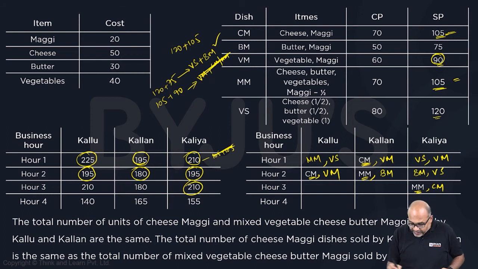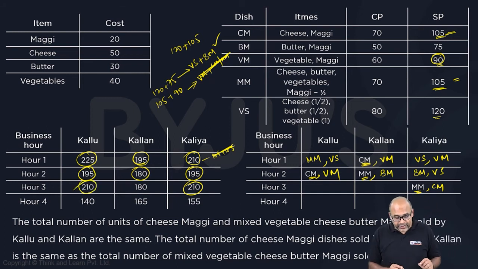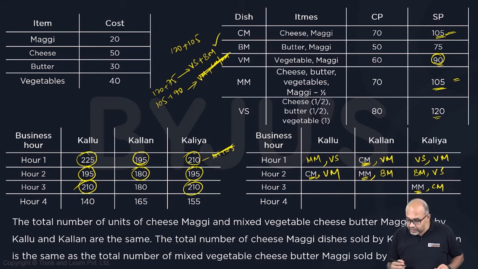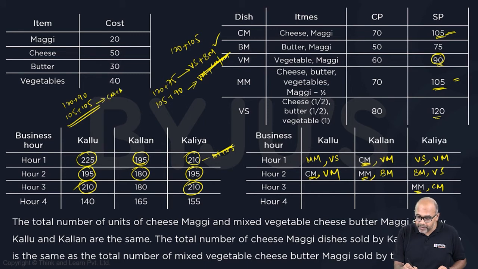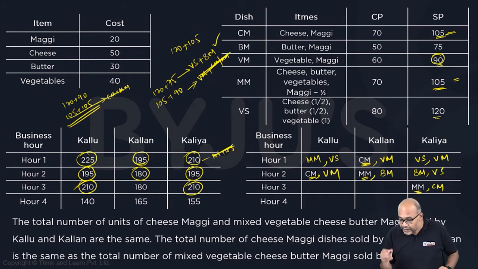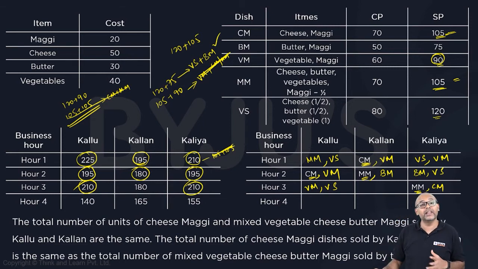Let's look at the remaining two. So this is 210. 210 could be a total of which two? 210 could be 120 plus 90 again, or it could be 105 plus 105. Now 105 plus 105 means this is CM plus MM. Obviously, MM is not there for Kallu in the third hour. Hence, this is not possible. The only possibility is 120 plus 90. 120 plus 90 is VM and VS. Is there any other way in which you can get it? No, you cannot get 210 in any other way.